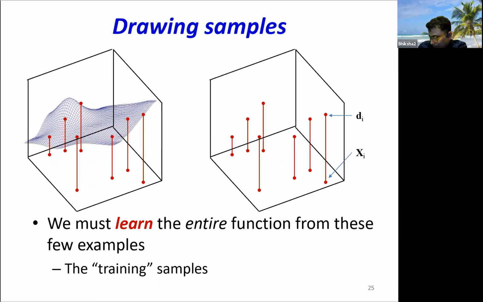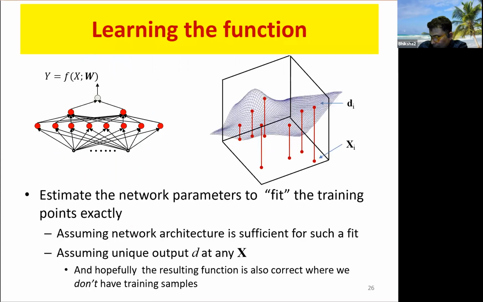So here's the story so far. What we're going to do is learn the network parameters to fit these training points exactly, again assuming that the network architecture is sufficient for such a fit. And we're assuming that at any input x, the value of the function that we have got, which is what we're going to call the desired output of the network at this x, is unique at every x. And hopefully learning to fit the function with the network at these locations will give you a function that models the actual target function everywhere. So that's a hope, right?